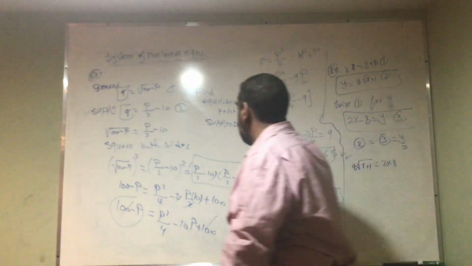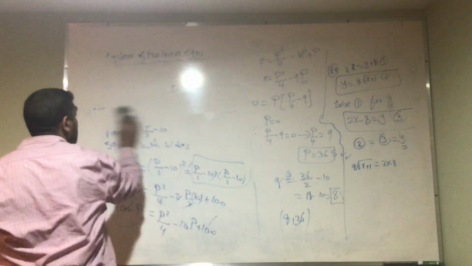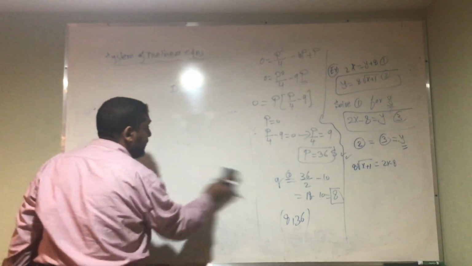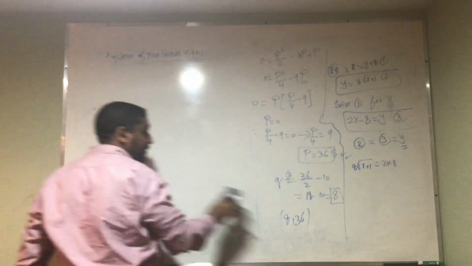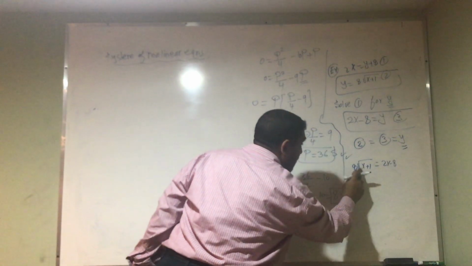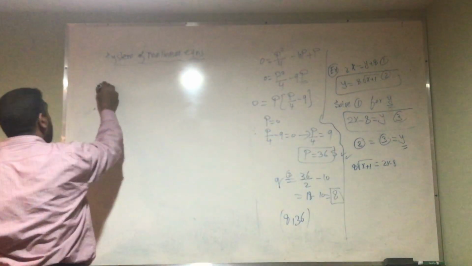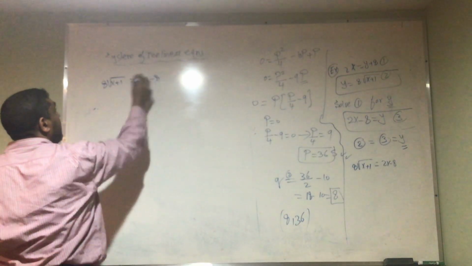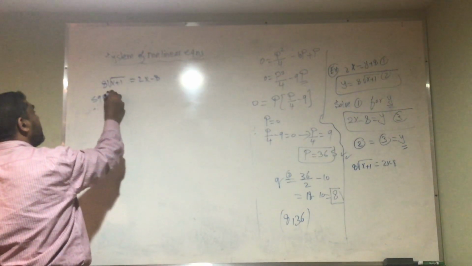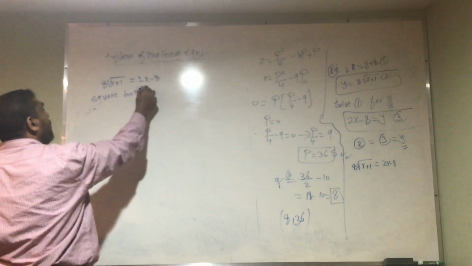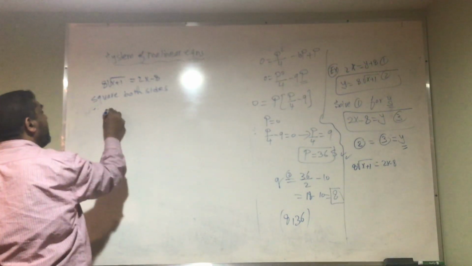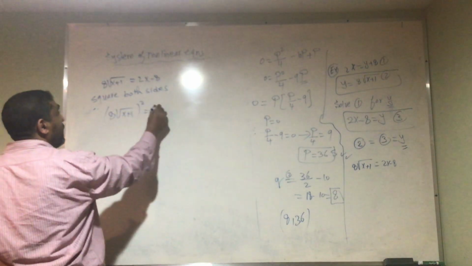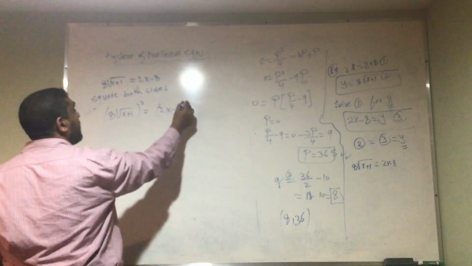So what I'm going to do, guys, I'm going to get rid of the square root. How to get rid of the square root here, guys? So let me write it here: 8 square root of x plus 1 equals 2x minus 8. So I'm going to square both sides. If I square both sides, what do you get here, guys? You get 8 square root of x plus 1, the whole thing squared, equal to 2x minus 8, the whole thing squared.